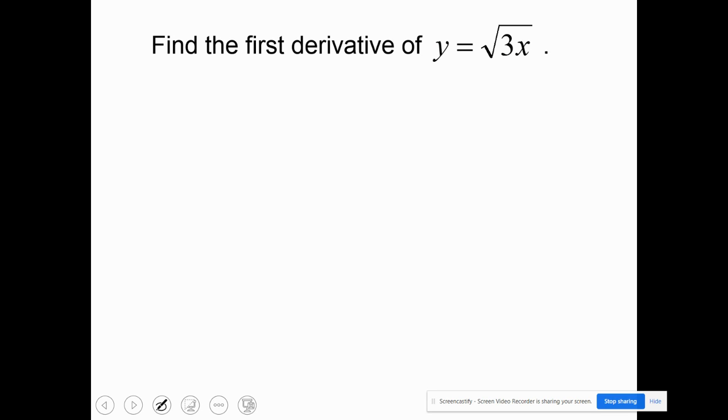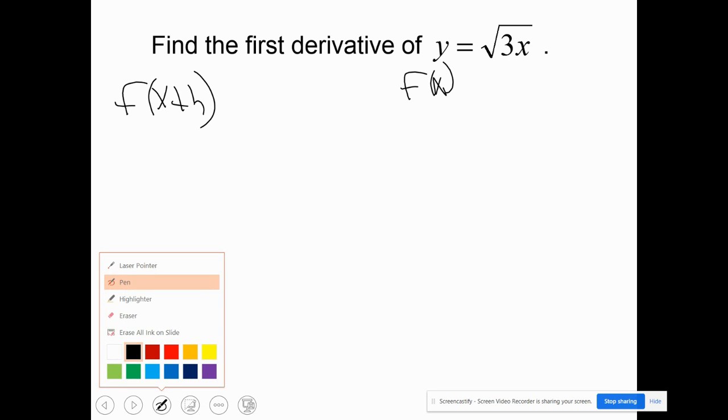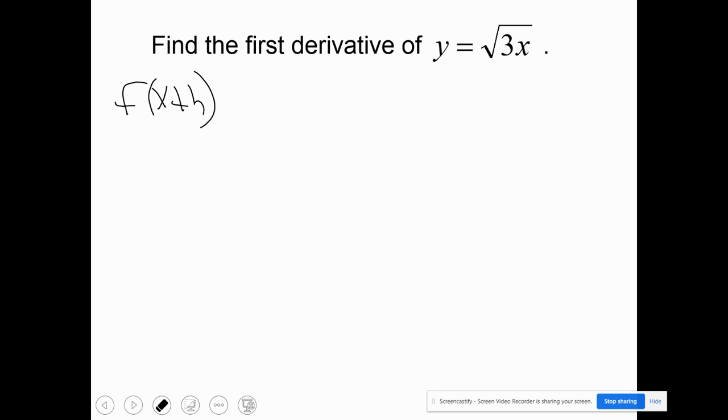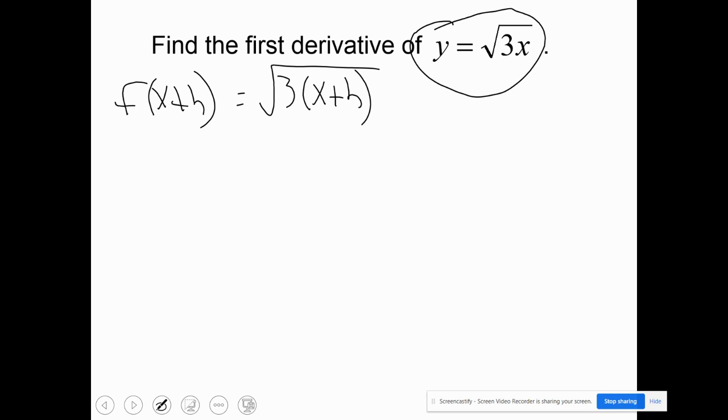Okay, let's do the same here. Let's find the slope formula. So I have my y. Now we know y is the same thing as f of x. We need f of x plus h. So anywhere you see an x, plug in x plus h. And that would give me the square root of 3 times x plus h. Anywhere there was an x, I plugged in x plus h.